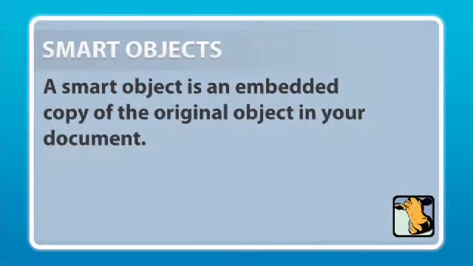Now, a smart object is just this. It is an embedded copy of the original object in your document. So if you take a photo or a vector file, it writes that into the layer and stores all of the original resolution. This means you could design it and then scale it up and make it bigger in the future, as long as you don't go over the original size. Let's see how it works.